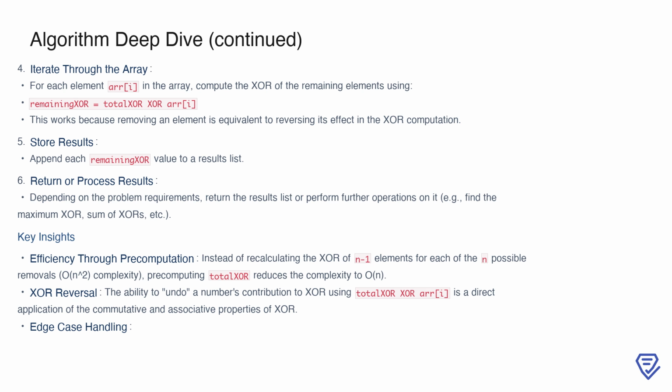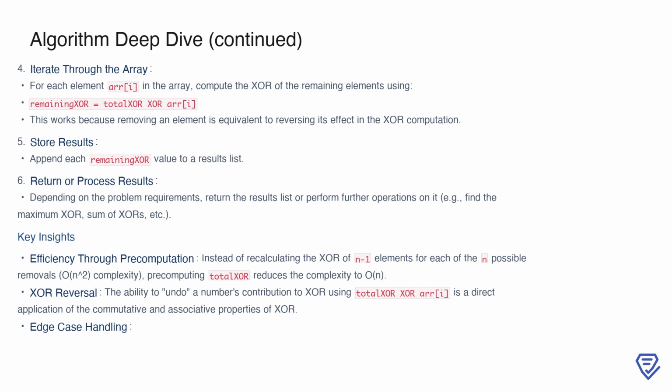Now that we've pre-computed total XOR, we can move on to iterating through the array. For each element in the array, we calculate the XOR of the remaining elements using the formula remaining XOR equals total XOR ^ arr[i]. This formula works because removing an element is mathematically equivalent to reversing its contribution to the XOR. Once we compute the remaining XOR for an element, we append it to a results list.